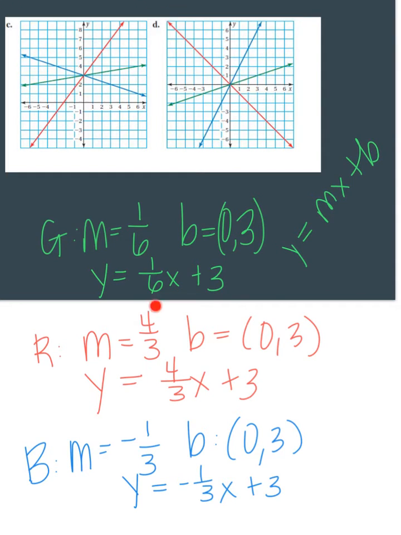For the red, I had a slope of 4/3 and a y-intercept of 3. So my equation was y equals 4/3 x plus 3. And for the blue line, I had a negative slope of 1/3 and a y-intercept of 3. So my equation was y equals -1/3 x plus 3. At this point, we're done with our RPJ, so you can go strictly to your notes.